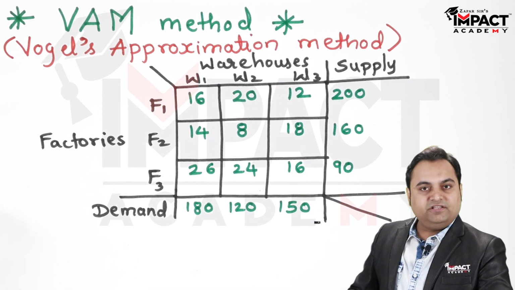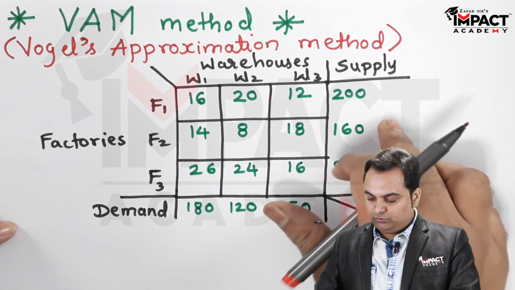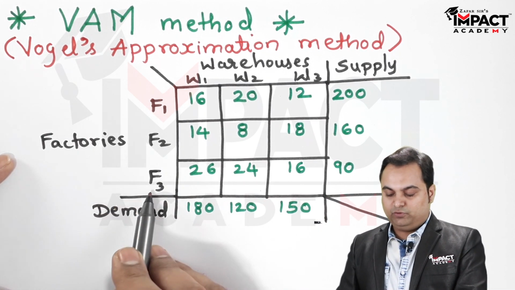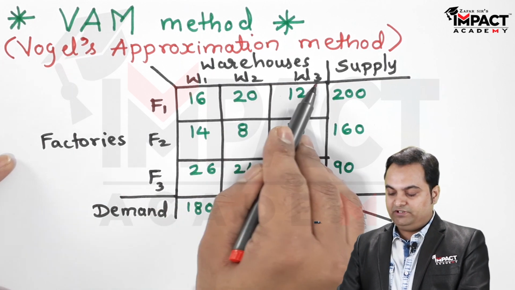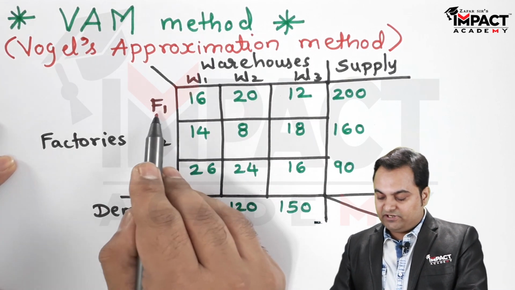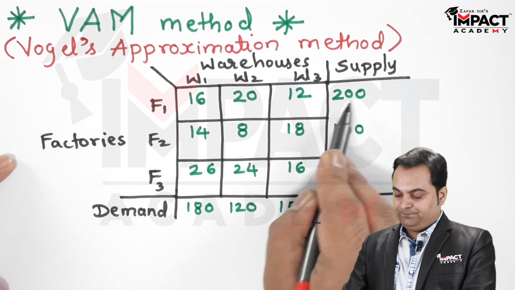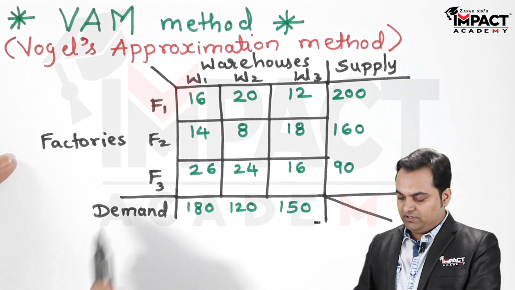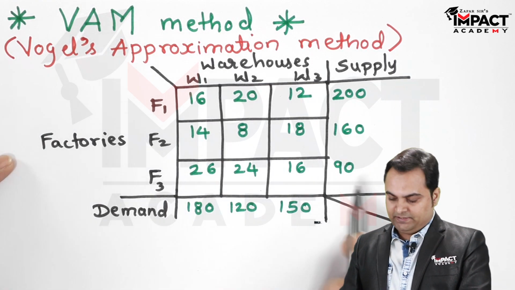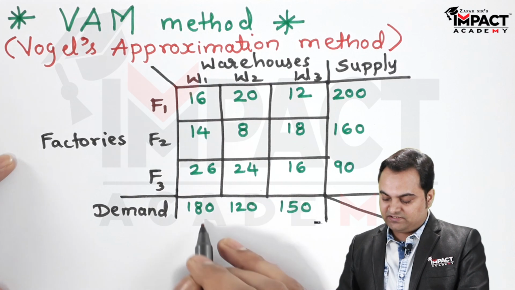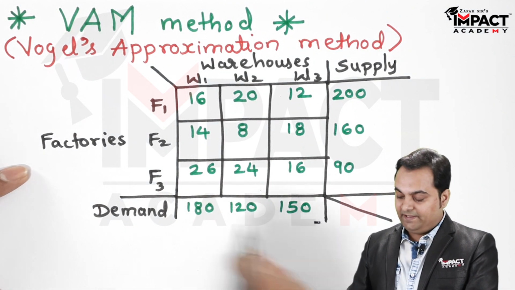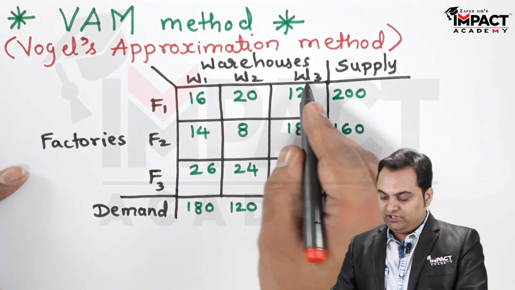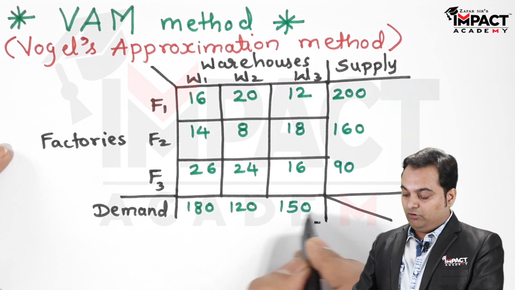Now how to start this method? First check if the total supply and total demand are the same. Here we have three factories F1, F2 and F3, three warehouses W1, W2 and W3, and factory F1 can supply 200, F2 can supply 160, these may be units, products, etc. F3 can supply 90. Similarly, warehouse W1 has a capacity or demand of 180, W2 has a demand of 120, and W3, the warehouse 3, has a demand of 150.